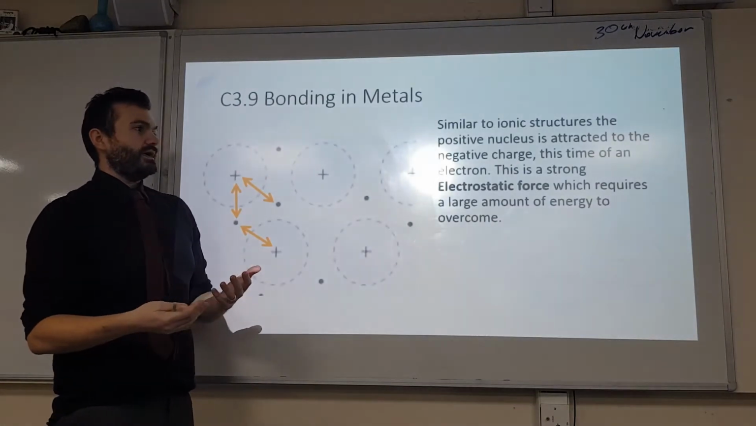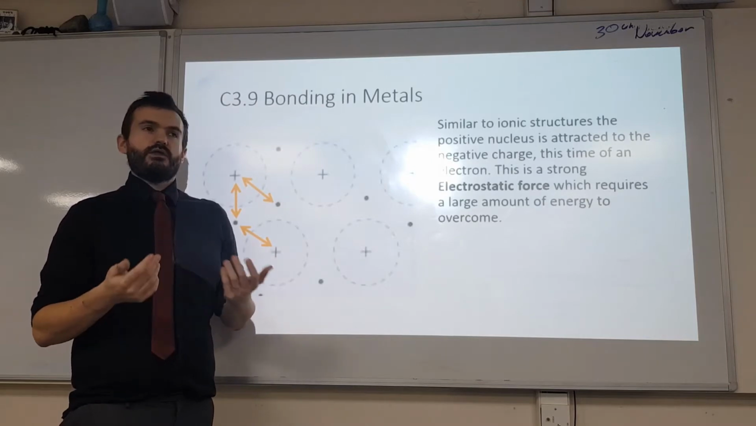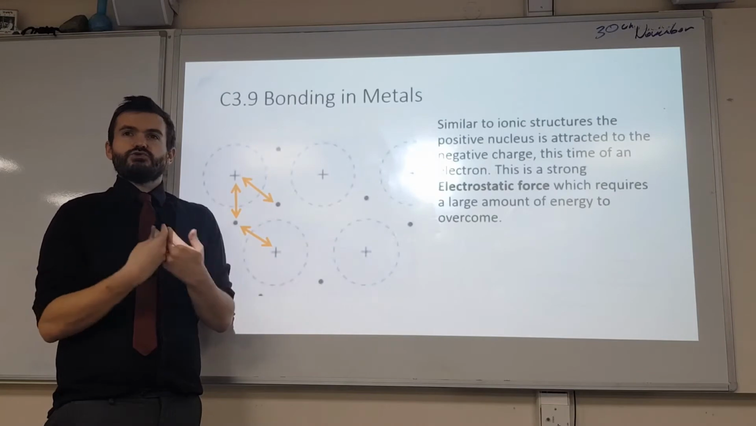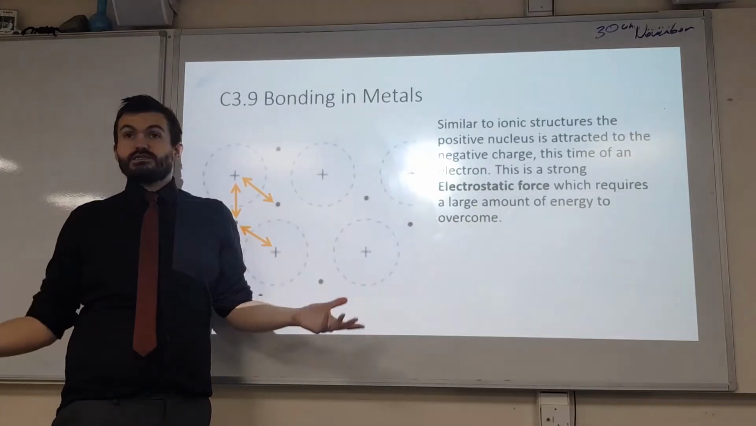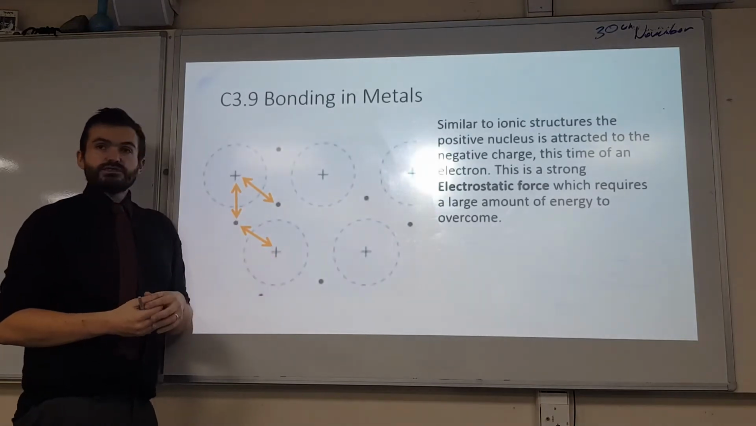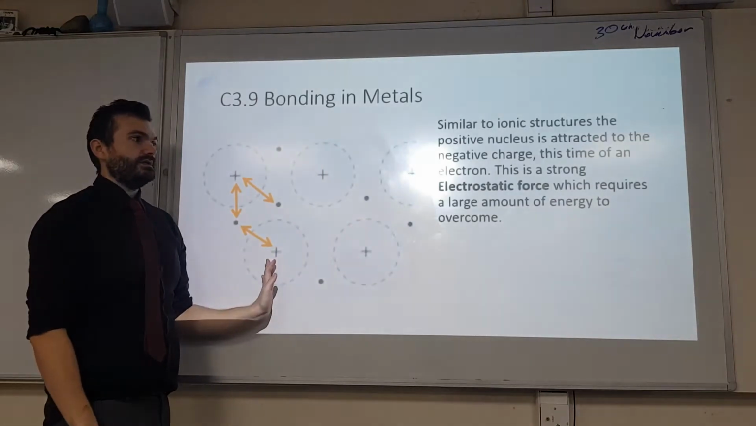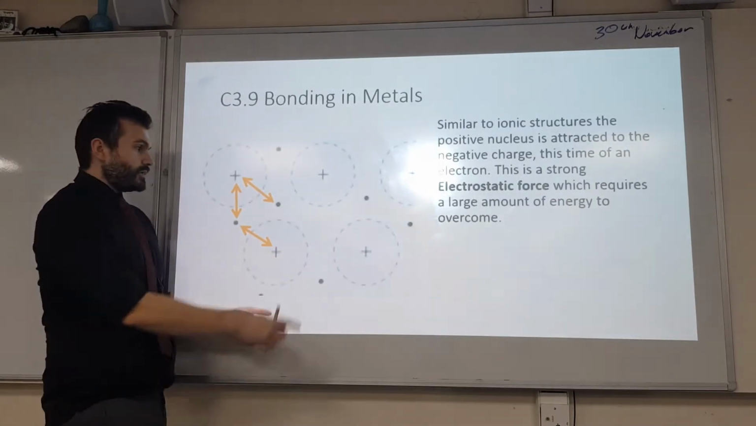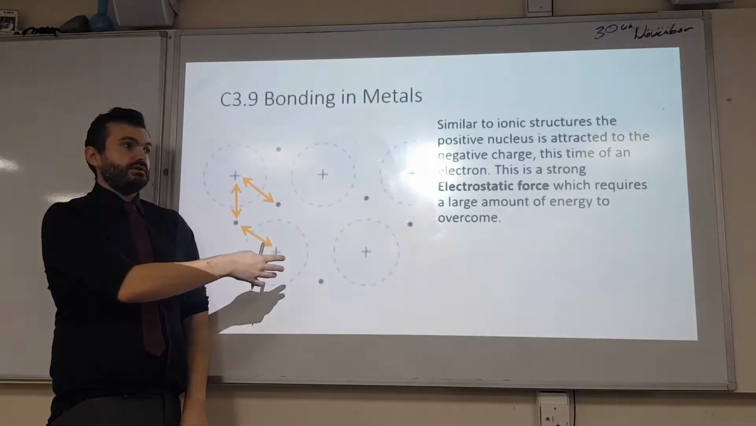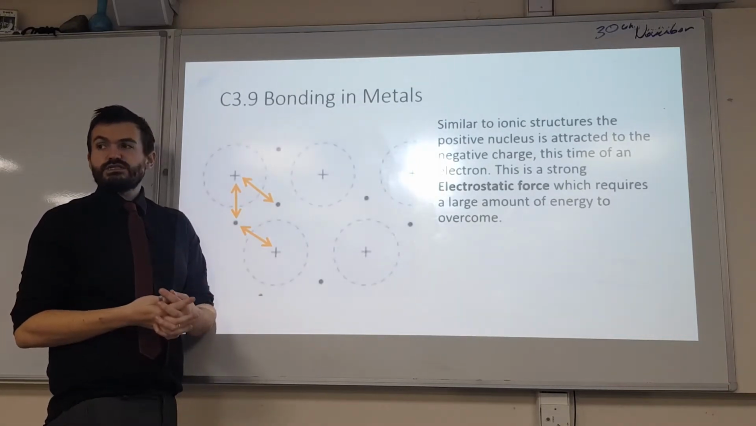If we're looking at our atoms individually, we're trying to think, why don't they just fly apart? If you've got loads of positive nucleuses next to each other, why don't they all just repel each other and leave the material? Like I was saying, it's because there are electrostatic forces between the sea of delocalized electrons and the nucleuses. Every time there's an electron near it in the sea, we get that electrostatic force, and it's the electrostatic force that holds them together.